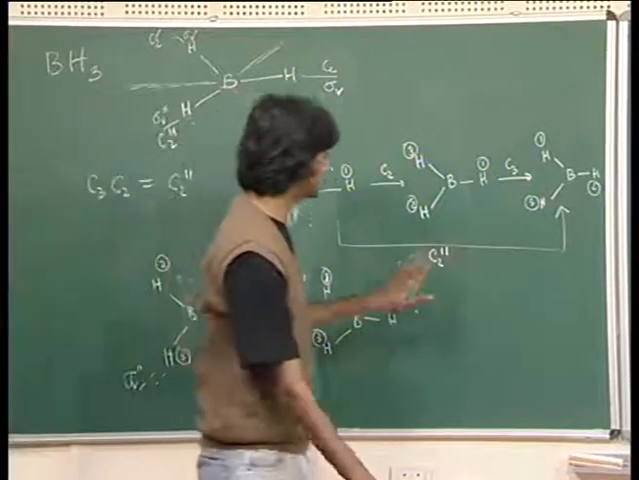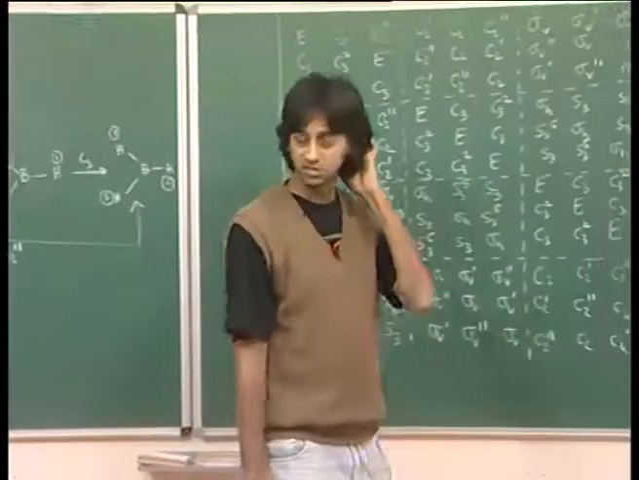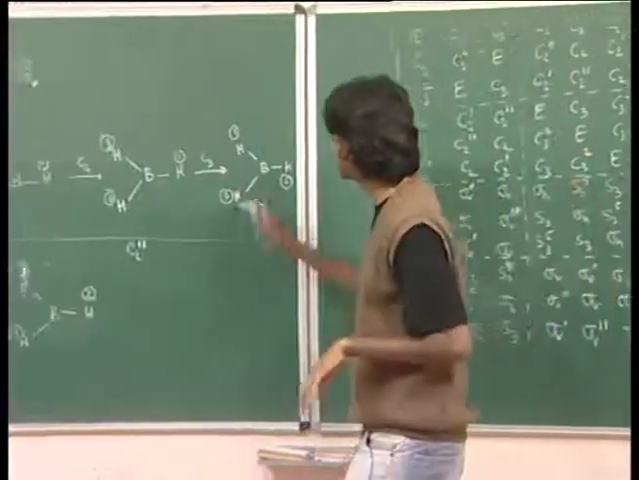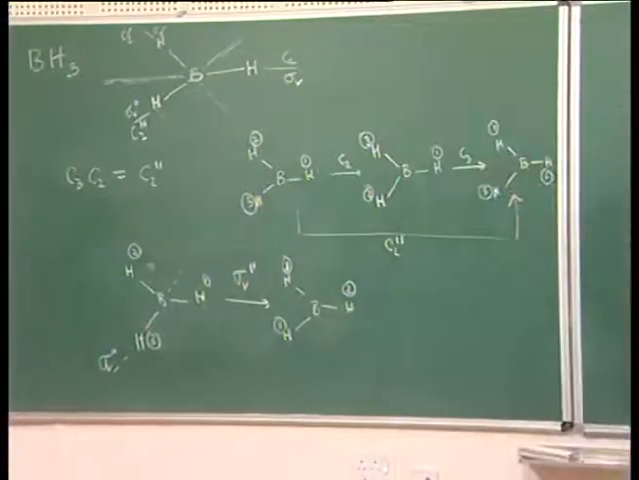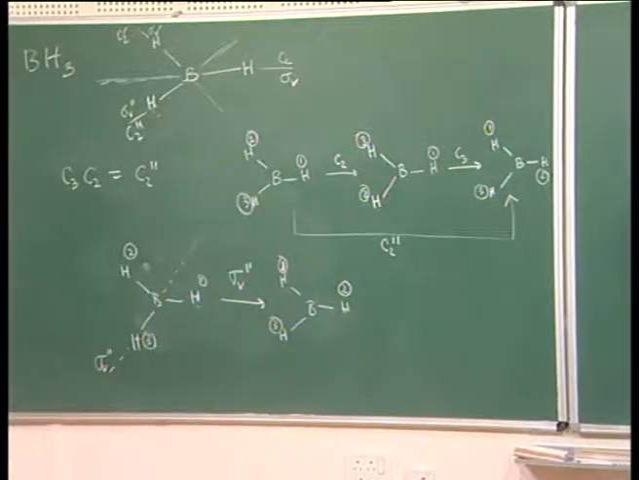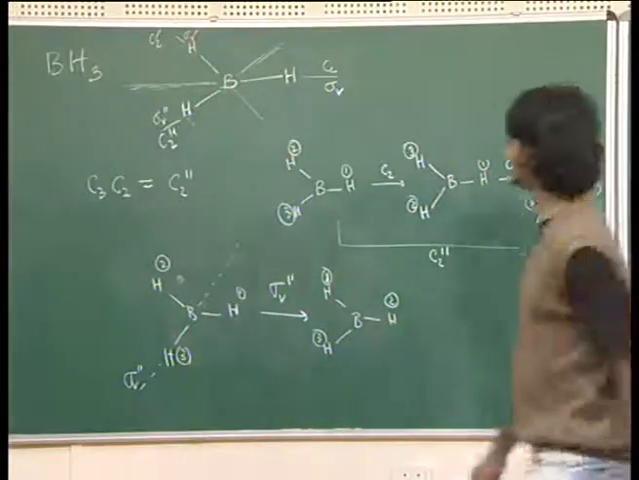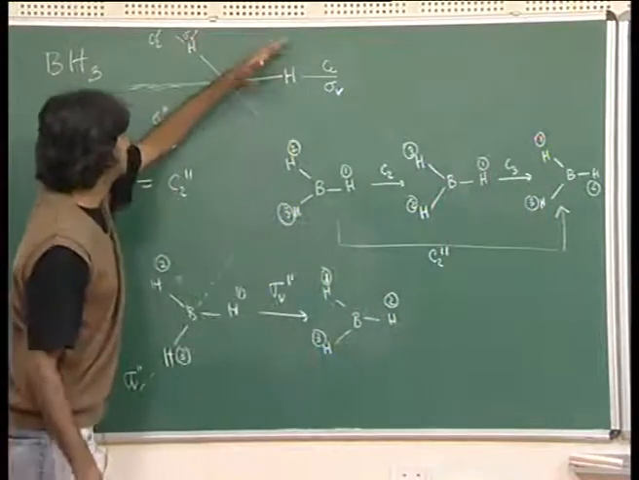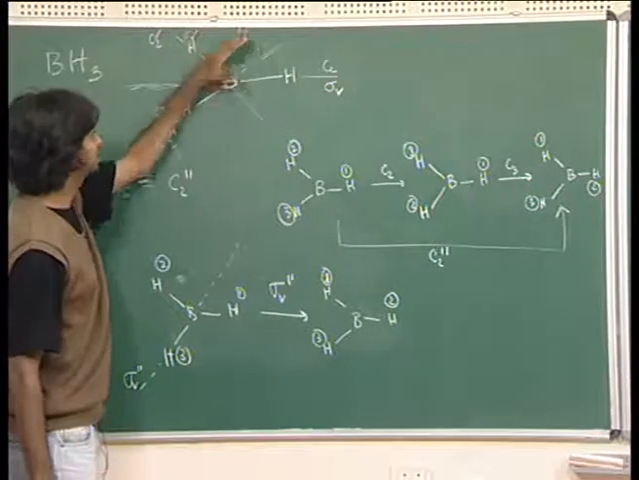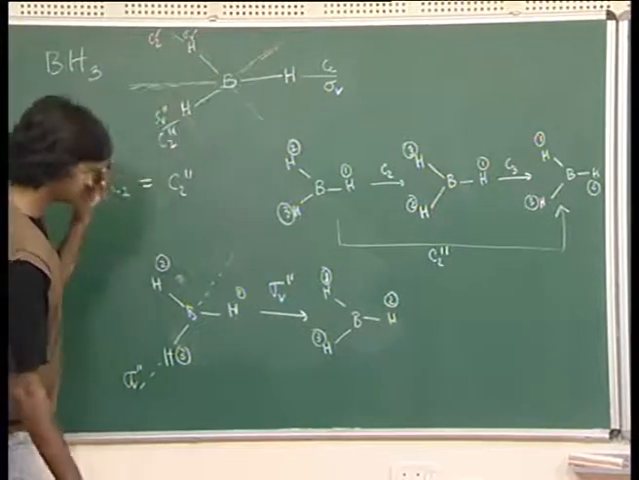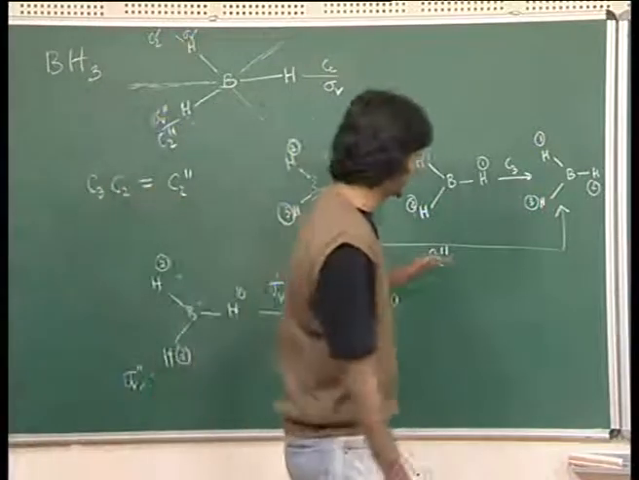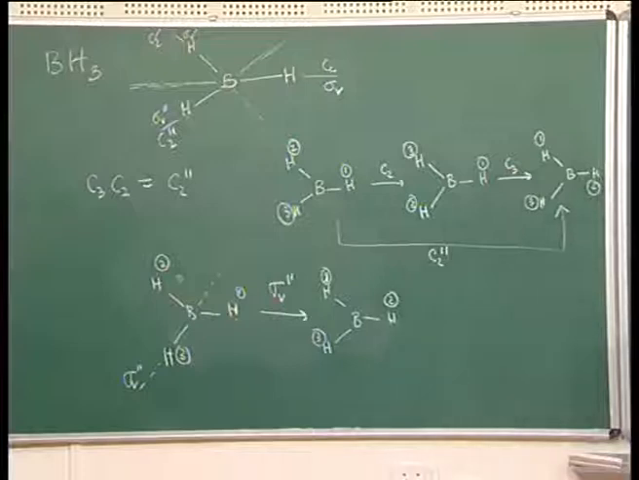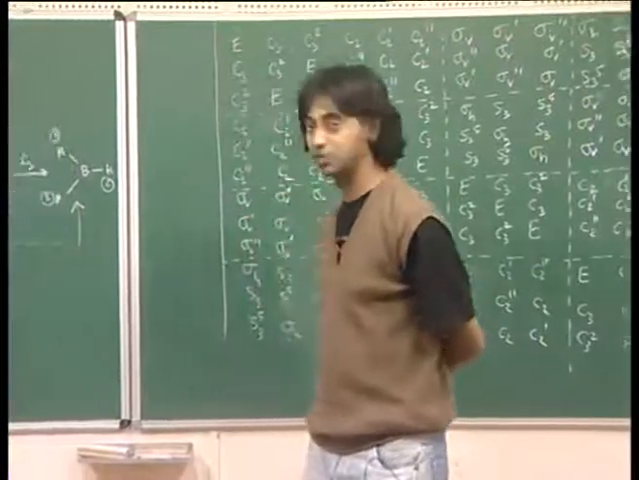So if you just look at the configurations for this BH3 molecule, then the effect of C2 double prime and sigma v double prime, they seem to have the same effect on the molecule. Since it's a planar molecule, whether I reflect or I rotate by 180 degrees, I seem to get the same net effect. However, it is important to keep in mind that these two as operations are different operations.